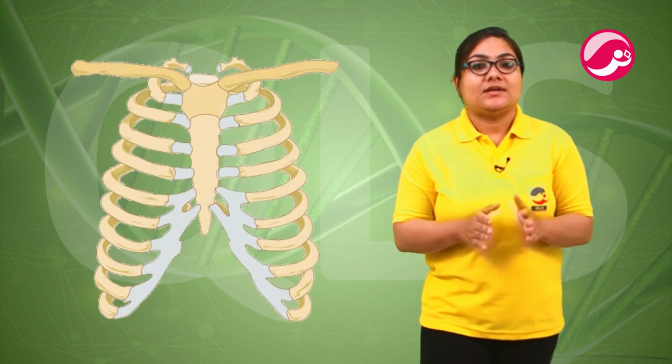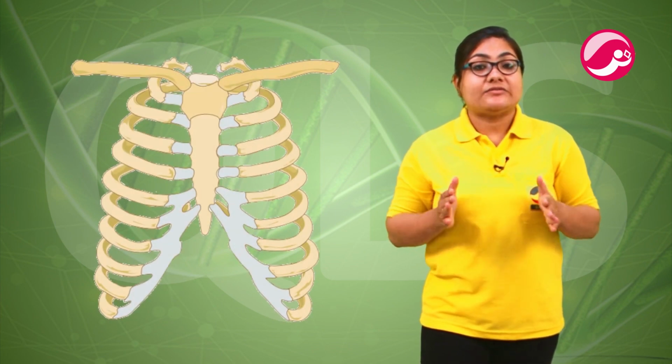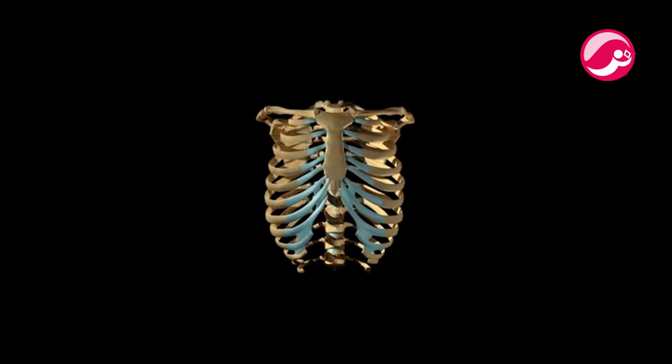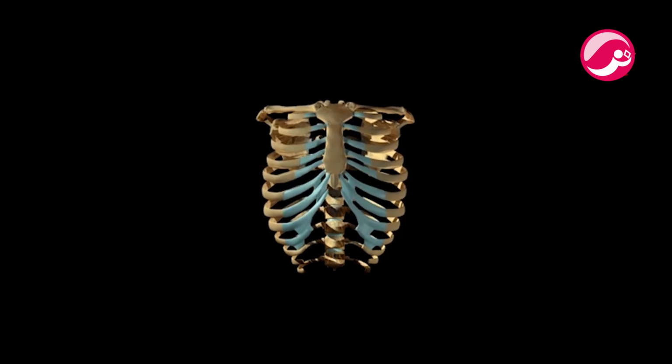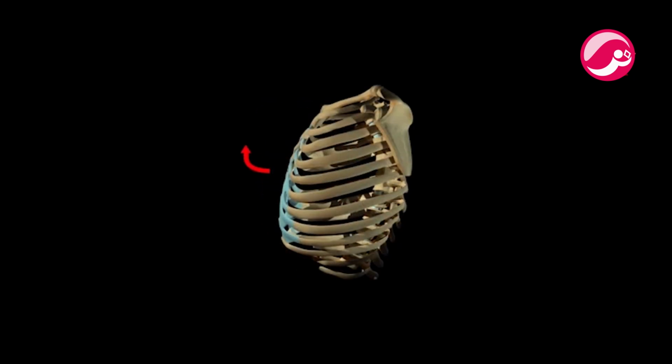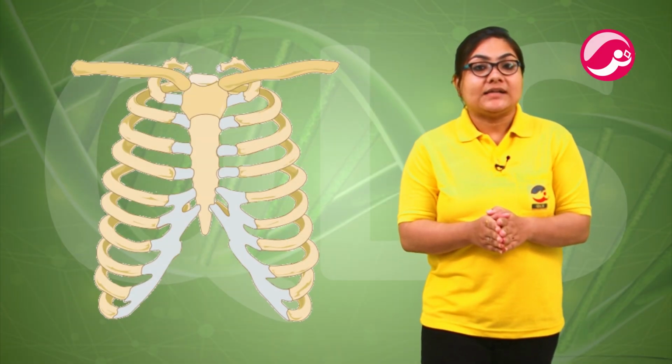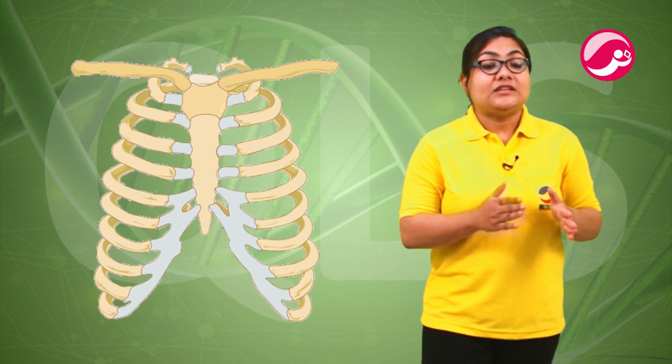Third is the rib cage. The rib cage occupies the chest region. It is a cone-shaped structure made up of 12 pairs of ribs. Ribs are attached to the vertebrae at the back and curve around to form a cage. 10 pairs of ribs are attached to the breastbone at the front.